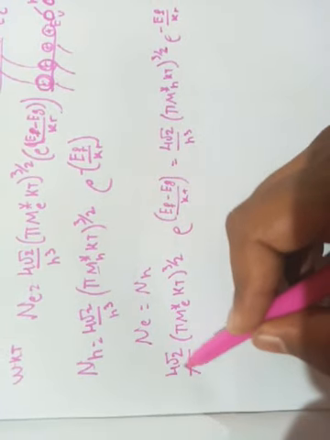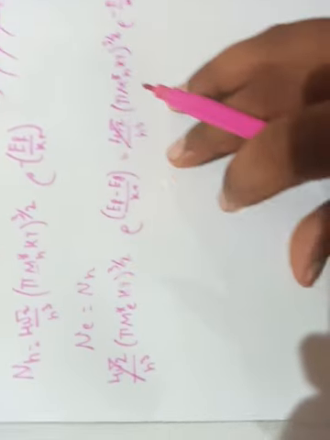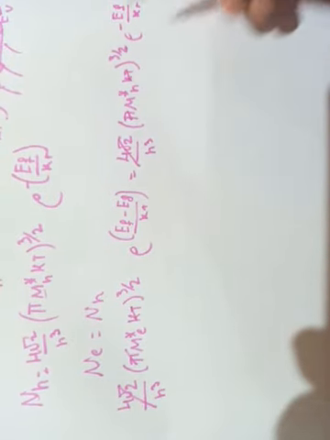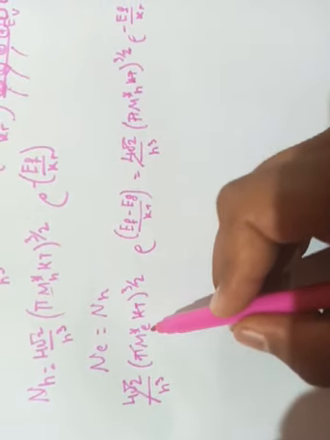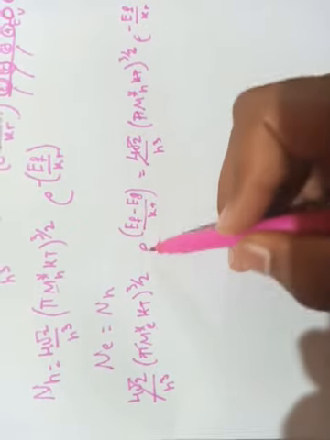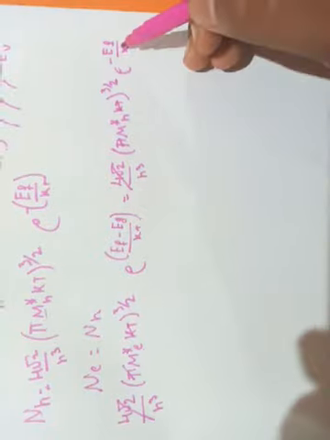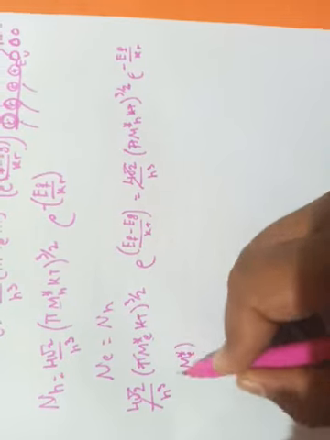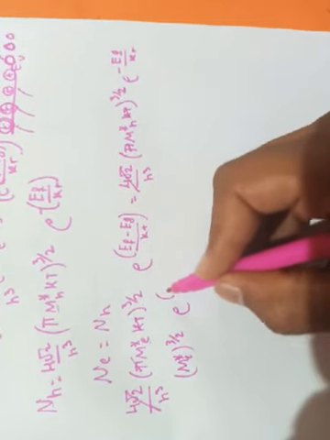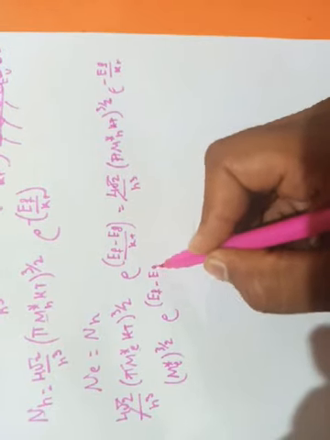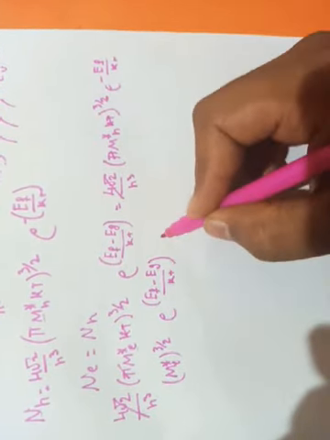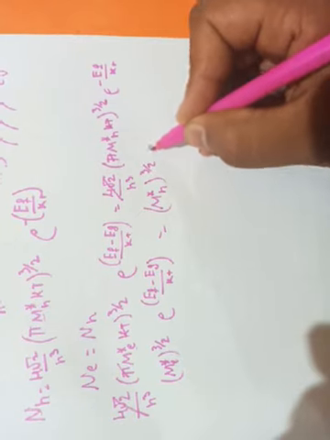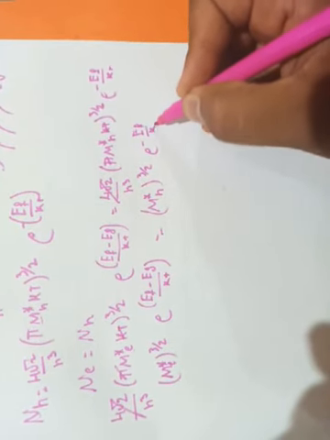Now let us cancel the common terms: 4√2/h³, π and kT cancel on both sides. Only m*e and m*h to the power of 3/2 are left out, and here exp((EF − Eg)/kT), here exp(−EF/kT). So we write m*e^(3/2) exp((EF − Eg)/kT) equals m*h^(3/2) exp(−EF/kT).